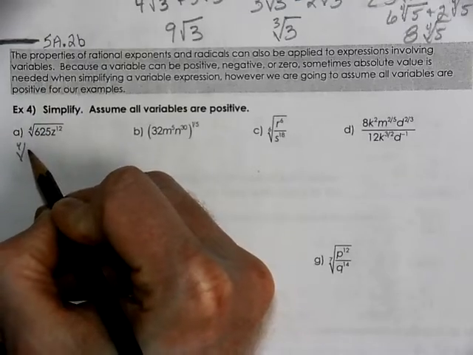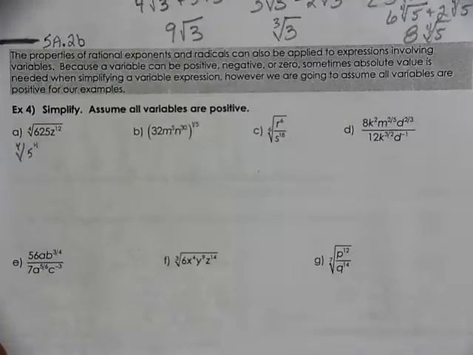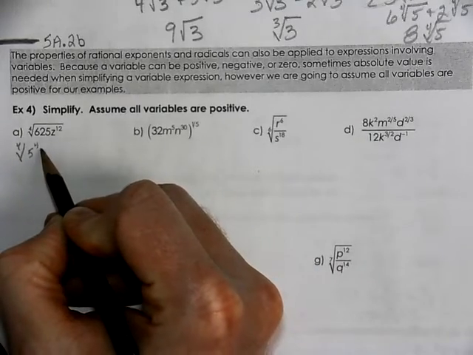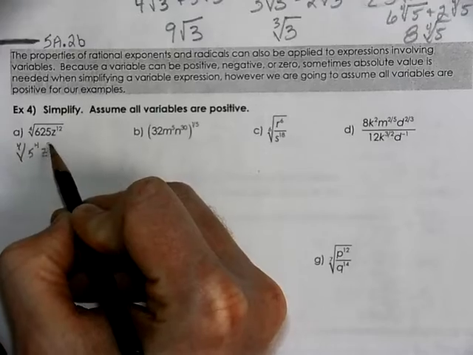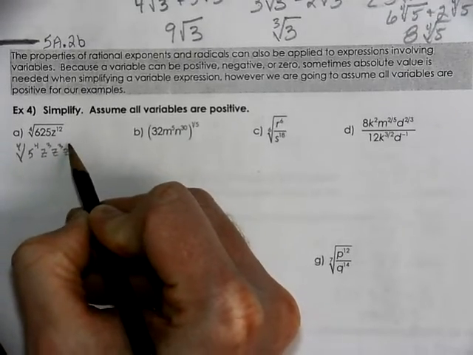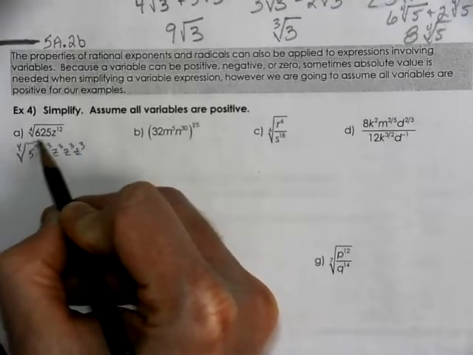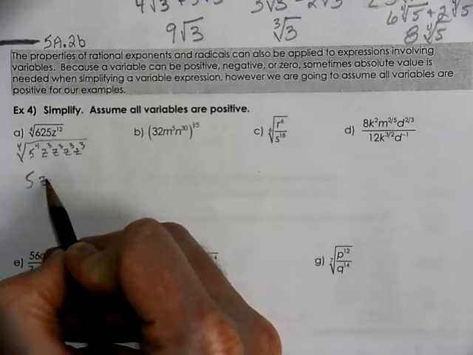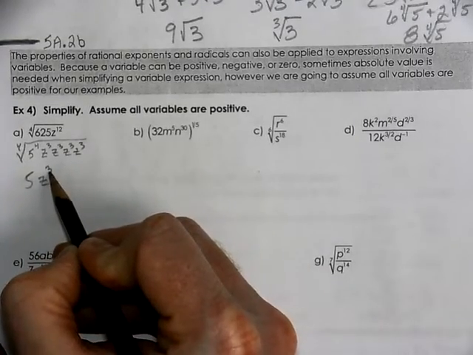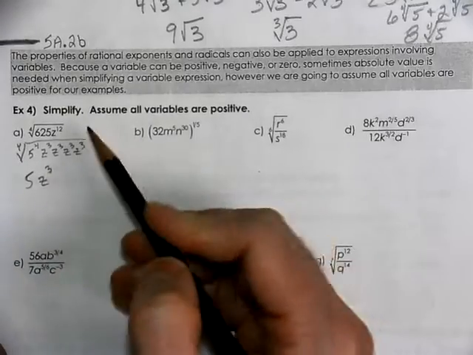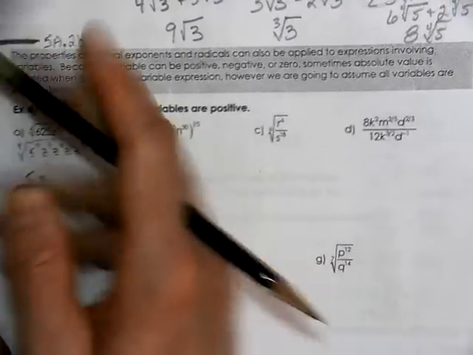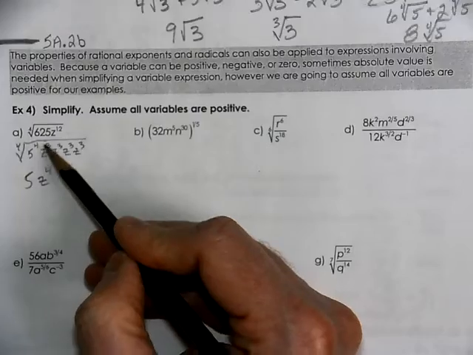So 625 is actually 5 to the 4th power. There's 4 5s that multiply together to make 625. And I have z to the 3rd, z to the 3rd, z to the 3rd, and z to the 3rd. I have 4 of a kind of z to the 3rd. So I have 5z cubed. No, I have 5z to the 4th. Sorry. Because I pulled out one set.